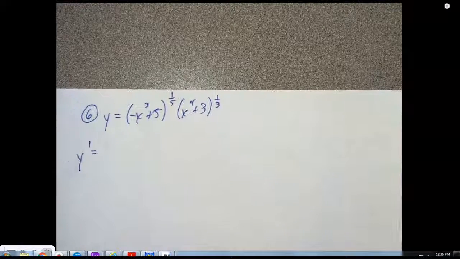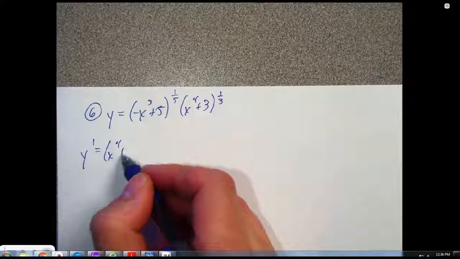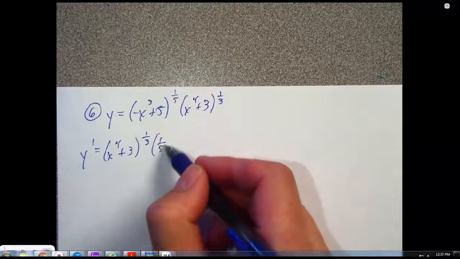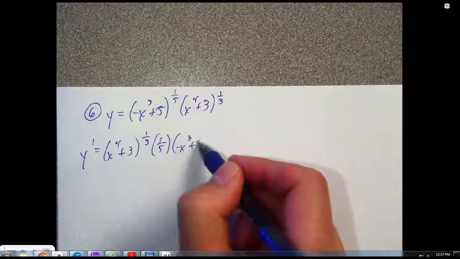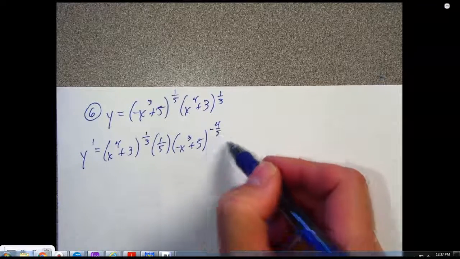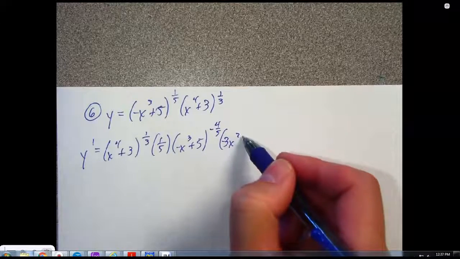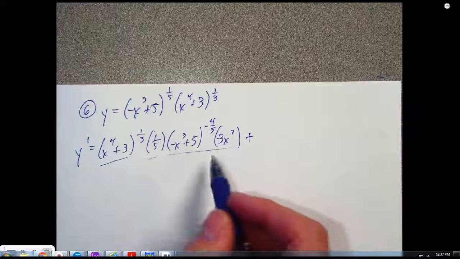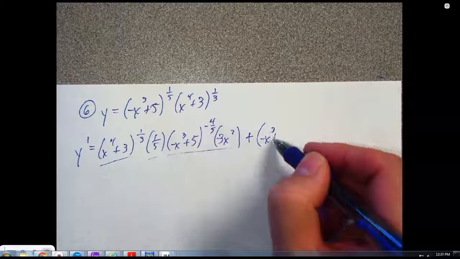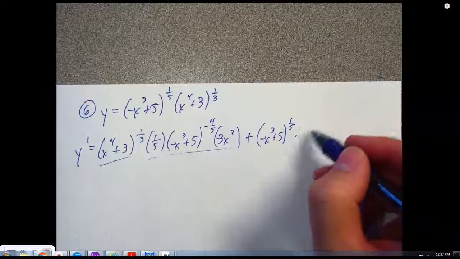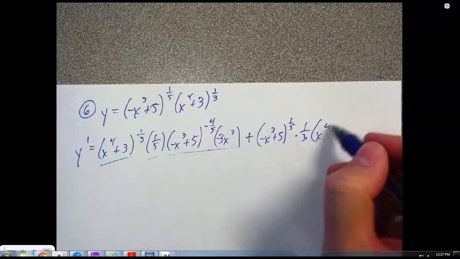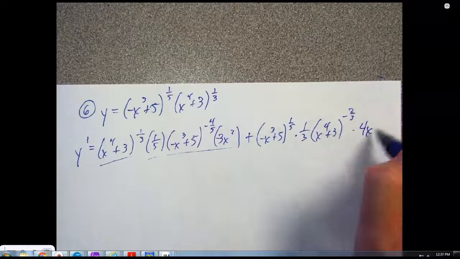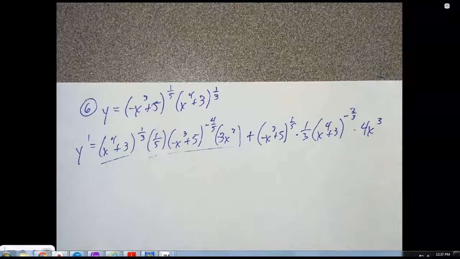So 2d1, 1d2 again. So the second thing times the derivative of the first thing. So bring down the 1/5, leave the little guy, reduce the power, multiply by the derivative of the inside, plus. So that's your 2d1. Now we're going 1d2. So 1 times d2. So bring down the 1/3, leave the little guy, reduce the power, multiply by the derivative of the inside.